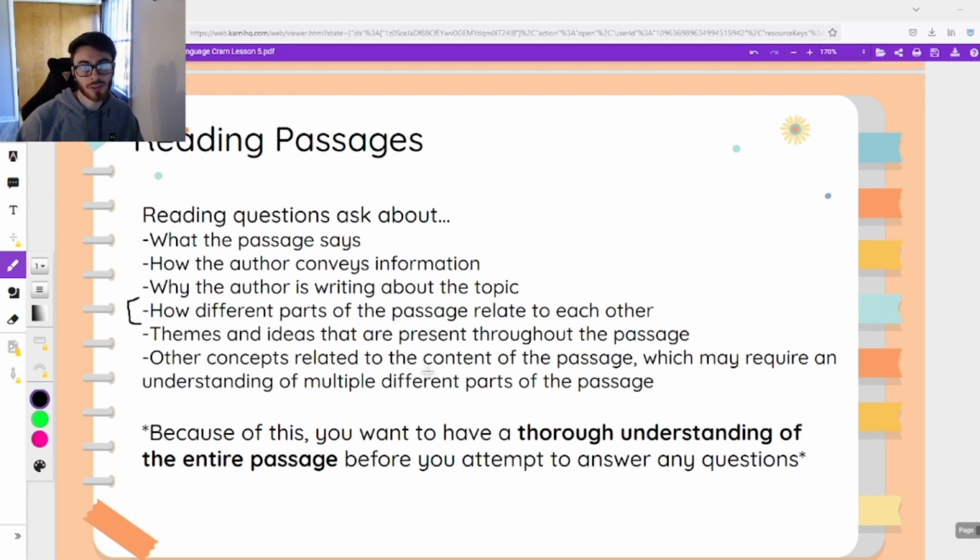I know for other tests, you may have some sort of skimming method or other method that you used where you didn't completely read everything before you went to the questions. For the reading passages, specifically, of the multiple choice section of the AP Language test, I definitely recommend having a thorough understanding of the entire passage before going to the questions.